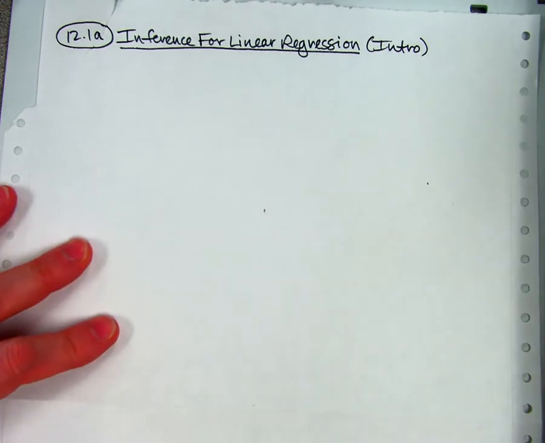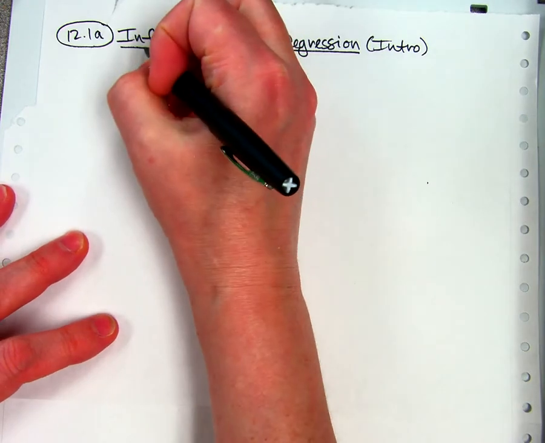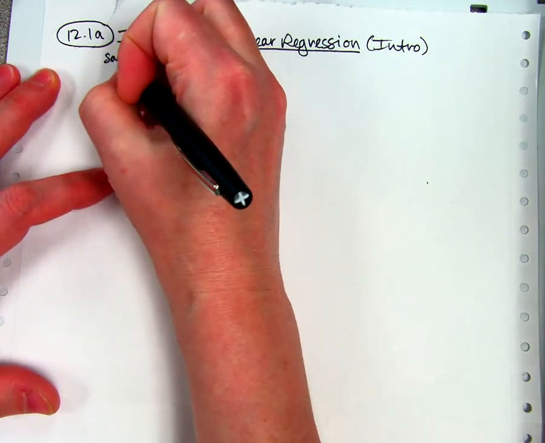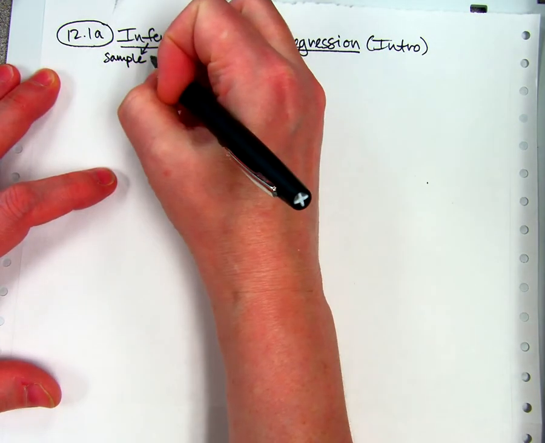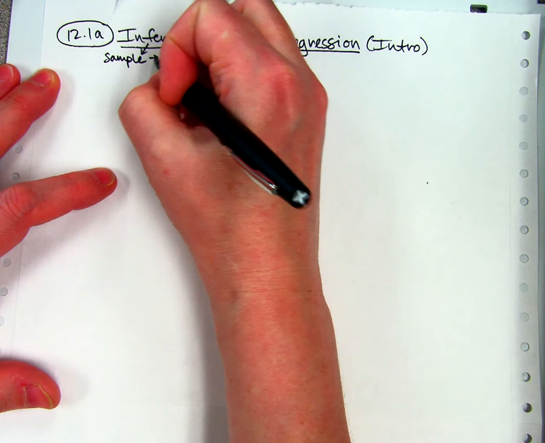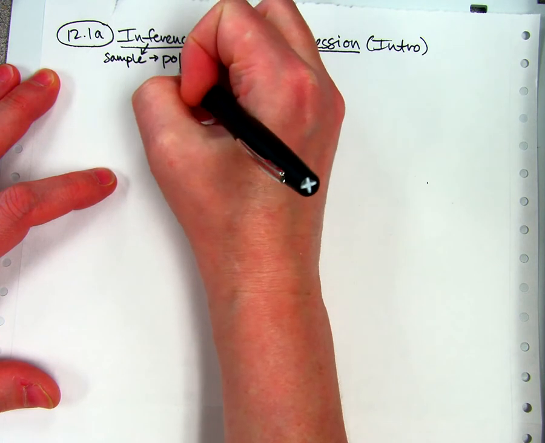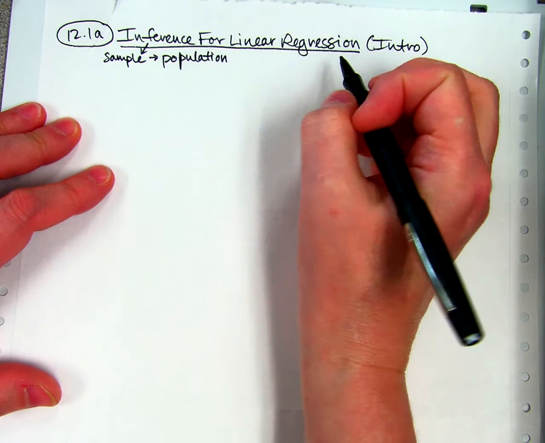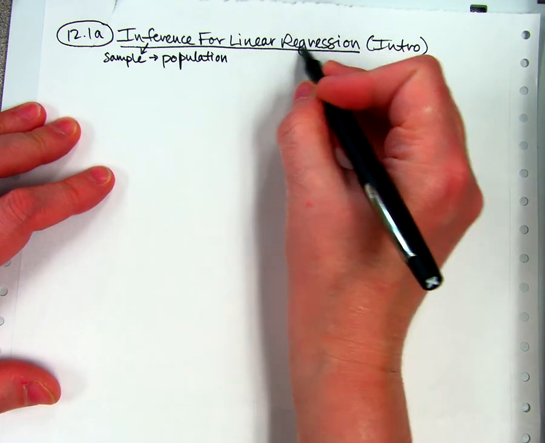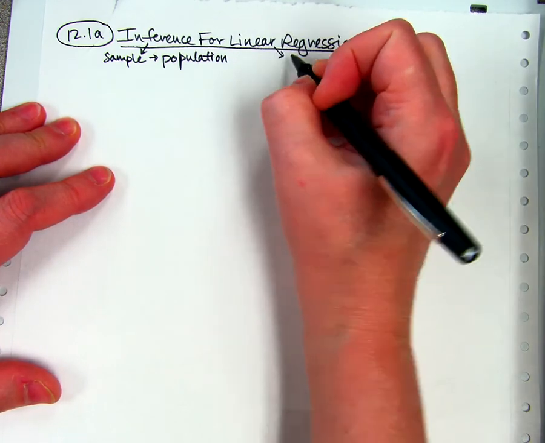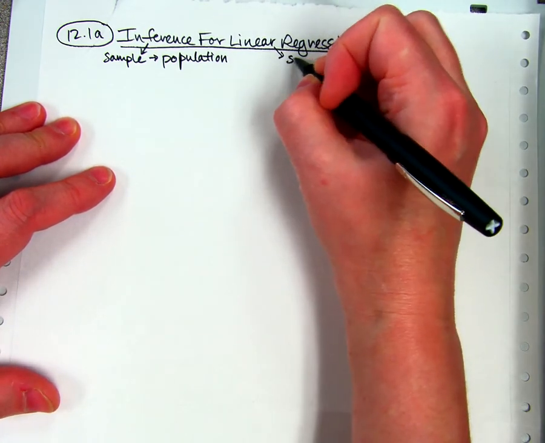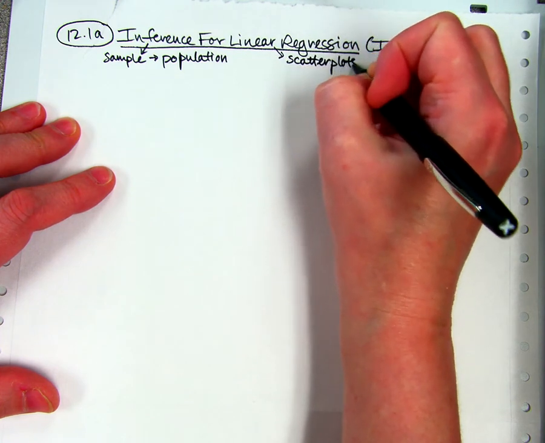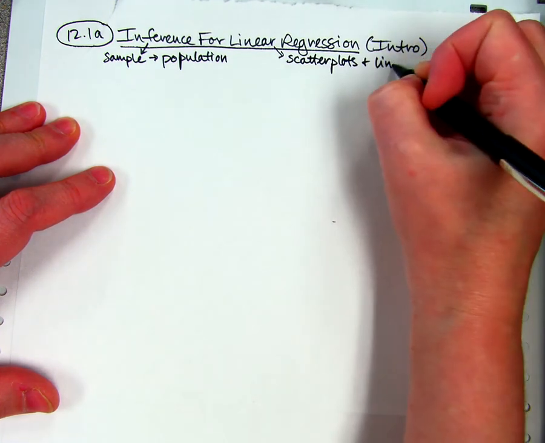Oh my goodness. So, inference, as you know, is about looking at a sample and making conclusions or estimates about the population. And this last chapter is inference specifically for linear regression, which we learned about way back in chapter 3. It was about the scatter plots and the lines of fit, which is why your warm-up mostly reviewed chapter 3.